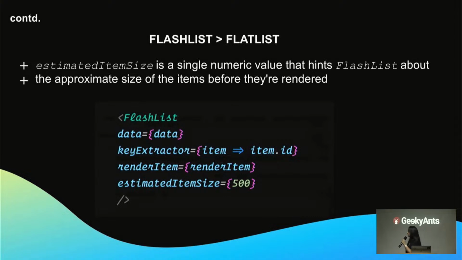It is a single numeric value that hints the FlashList about the approximate size of items before they're rendered. Now, what does this mean for a FlashList? It means that you can tell the FlashList the number of items that it's going to load. It would have an approximate, and hence it would be ready to handle that kind of a load, right? What does a FlashList do? It just gets you the data, whatever is required in the viewport, right?